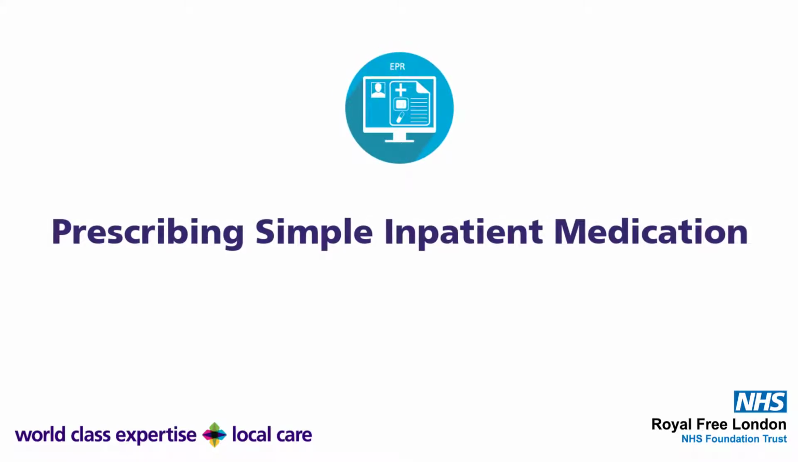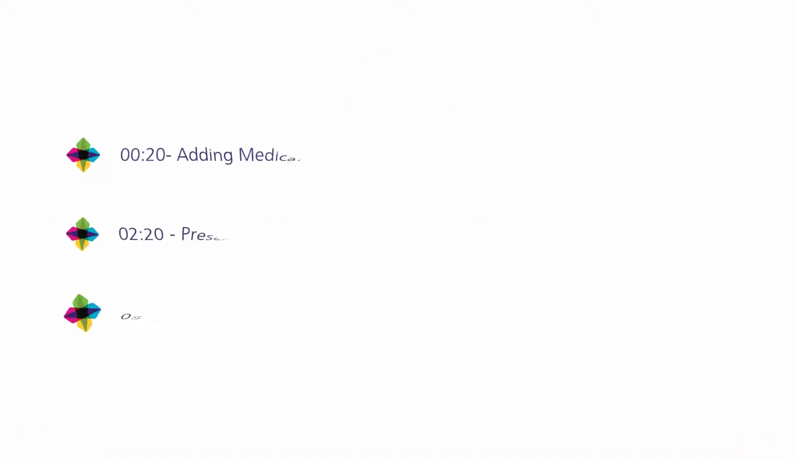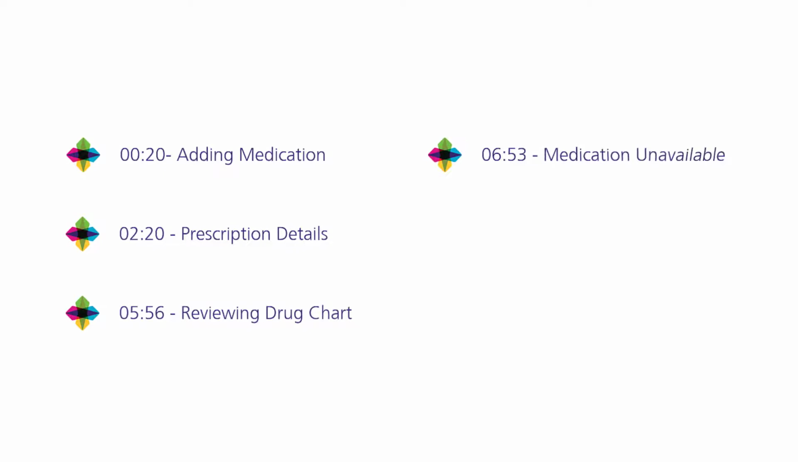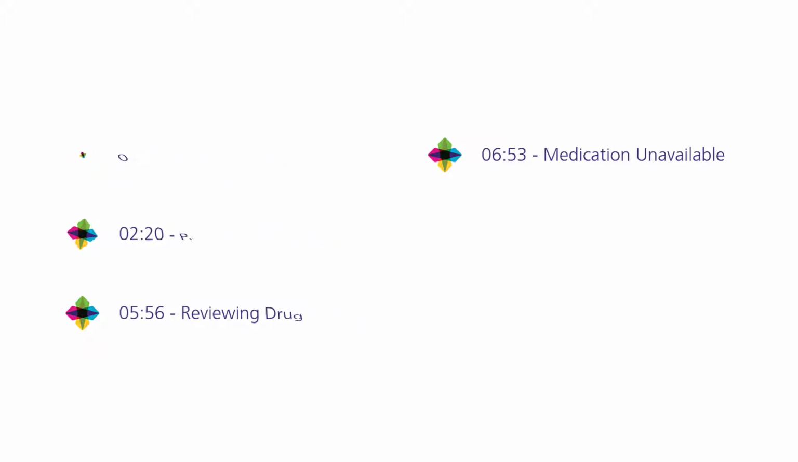This video will cover the process of prescribing simple inpatient medication on the EPR. This includes adding an inpatient prescription, completing the prescription details, reviewing the drug chart, and what to do when a medication is not available to prescribe. So let's begin with the patient record open in Power Chart.